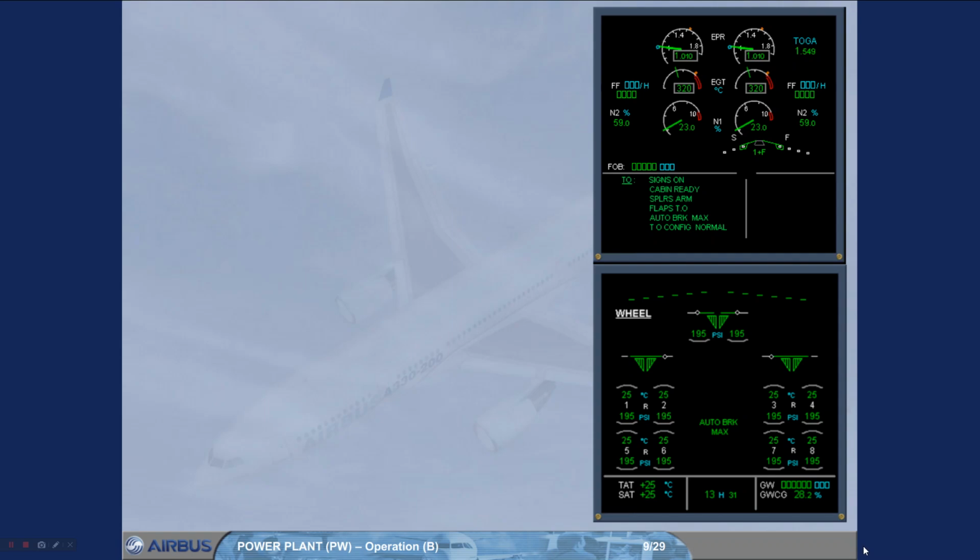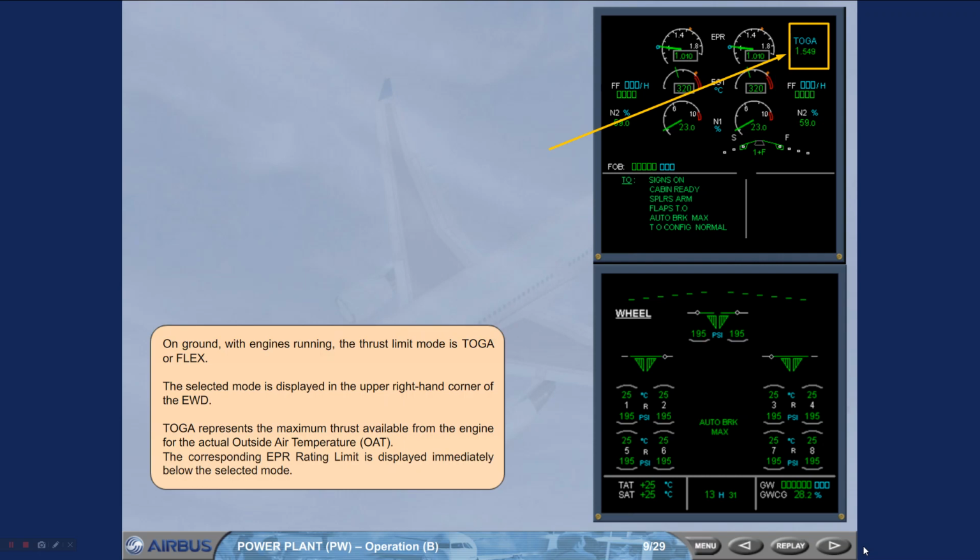On ground, with engines running, the thrust limit mode is takeoff go-around or flex. The selected mode is displayed in the upper right-hand corner of the engine warning display. Takeoff go-around represents the maximum thrust available from the engine for the actual outside air temperature, OAT. The corresponding EPR rating limit is displayed immediately below the selected mode.